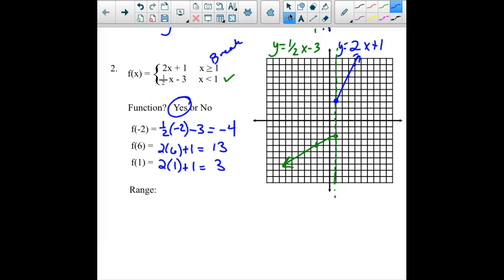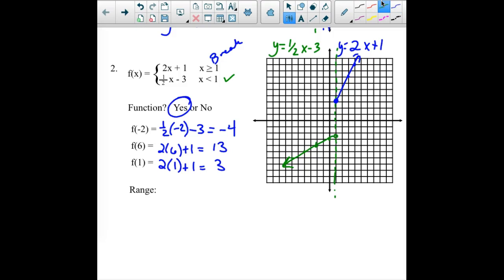The difference with this piecewise function is that the pieces don't connect. All right? There's a break between the two pieces. And that's fine. But it causes a little bit more work for us when we talk about the range. Okay? Because now we're going to have to define two different sections. Because all of the y values in between these two endpoints don't count, right? We can't use those.